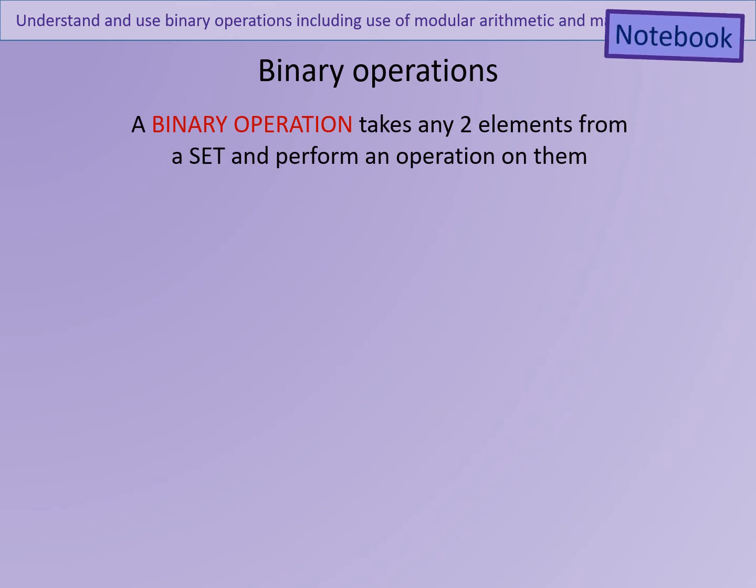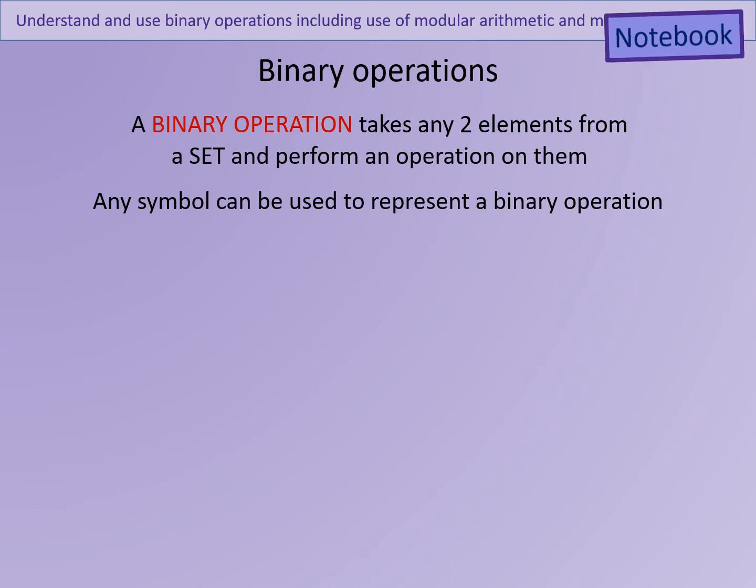A binary operation is one that takes two elements from a particular set and performs an operation on them to give an output. Any symbol can be used to represent a binary operation, and this symbol is usually defined at the beginning of the question.